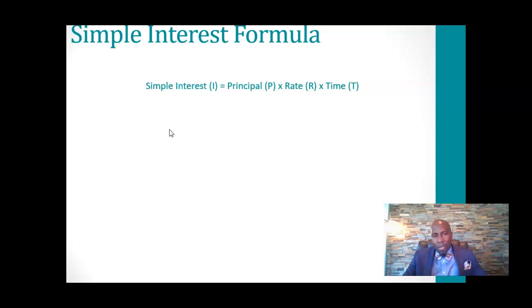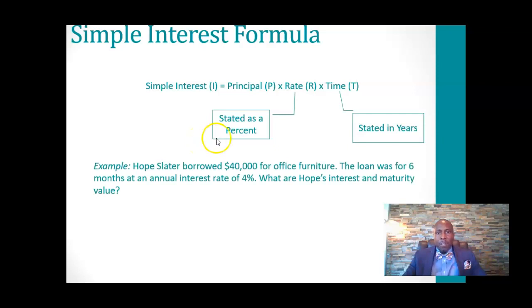We have a formula for calculating simple interest. The formula is principal, the amount borrowed, times rate, as in the interest rate, times time. And depending upon how much you borrow, the interest rate, and the time period that you borrow the money, that will determine the amount you're going to owe in simple interest. The rate will be stated as a percentage. The time will be stated in terms of years.